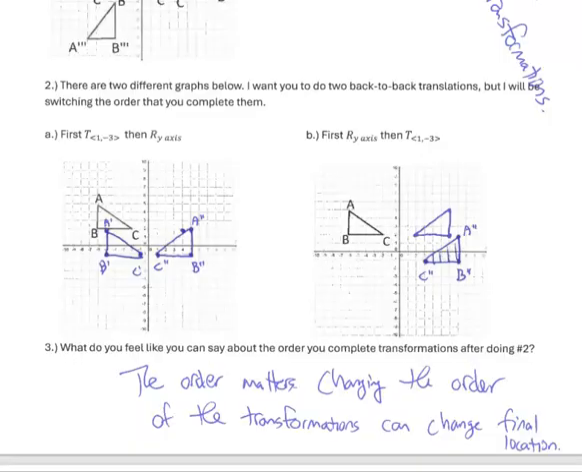The question after that says, what do you feel like you can say about the order that you complete transformations when doing number 2? While it kind of appears that the end is the same location, it's not. On the first one, C double prime is at (1, -1), and on the other one, it is at (3, -1). So they're different locations. What we can say is that the order seems to matter when you're doing transformations.